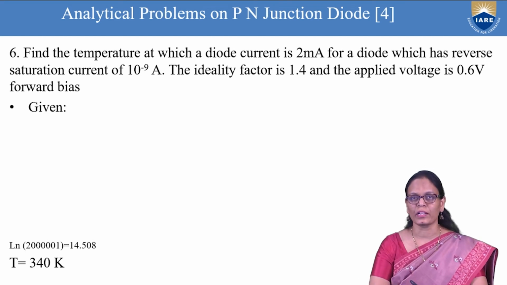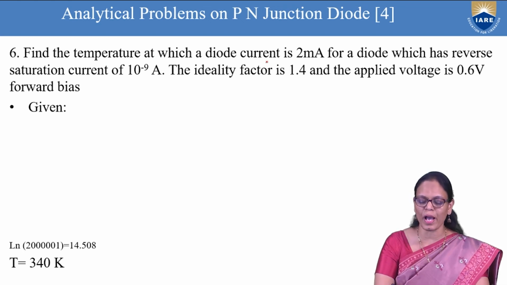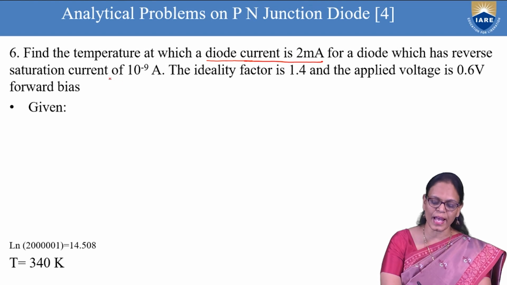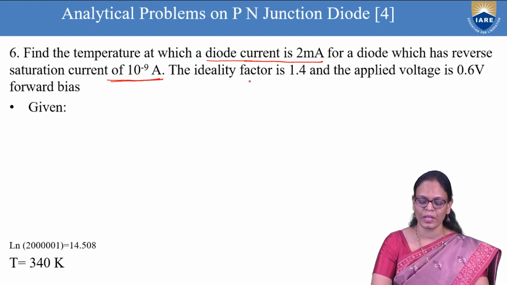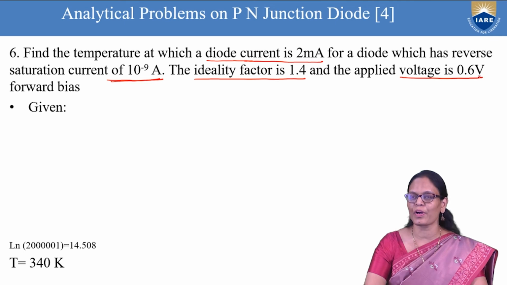Coming to the next one, find the temperature at which a diode current is 2 milliampere. The diode current is given as 2 milliampere, which has a reverse saturation current of 10 power minus 9 ampere and the ideality factor is 1.4. The applied voltage is 0.6 volt.